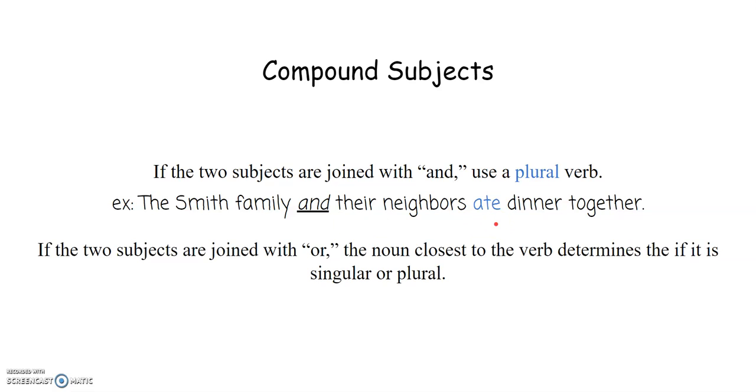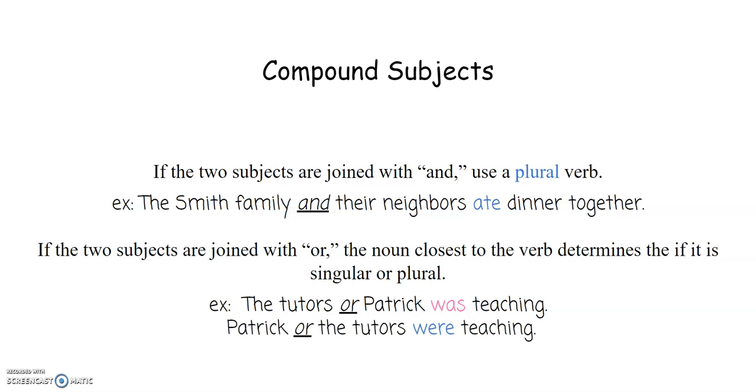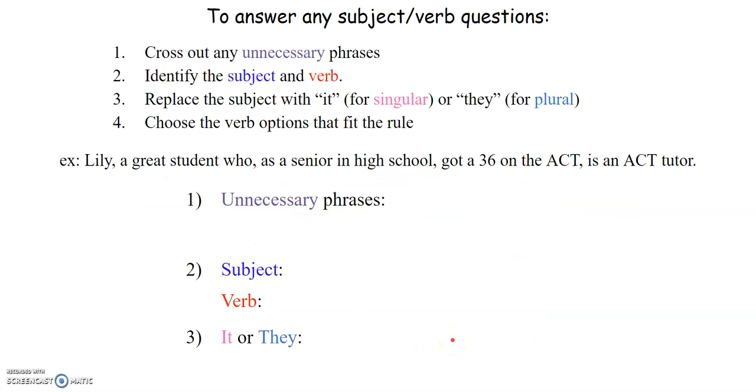However, if you join your two subjects with or, then you're going to be looking at the noun closest to the verb to decide if you're going to have a singular or a plural one. So this one says, the tutors or Patrick was teaching. Patrick is our subject closest to our verb was, so we have that singular verb. But if we switch it and we say Patrick or the tutors were teaching, the tutors is closest to our verb, so we're going to turn that plural by making it were.